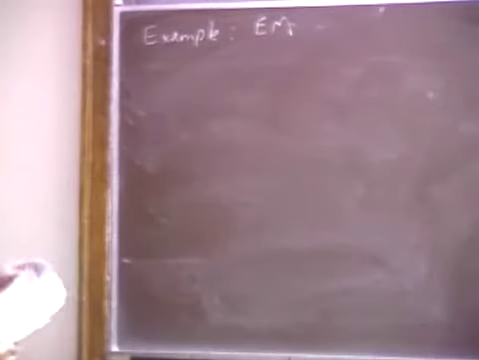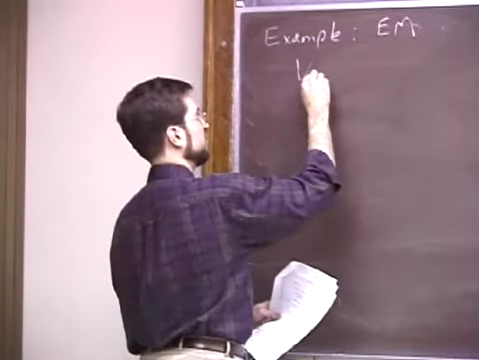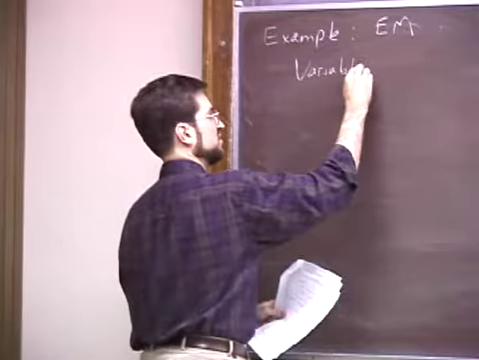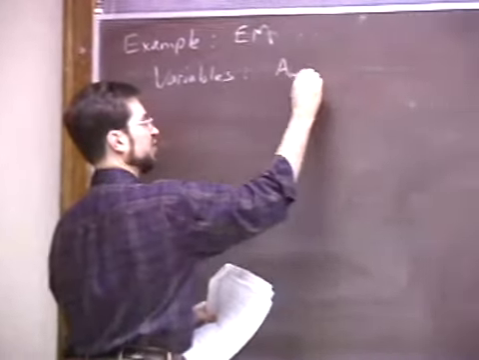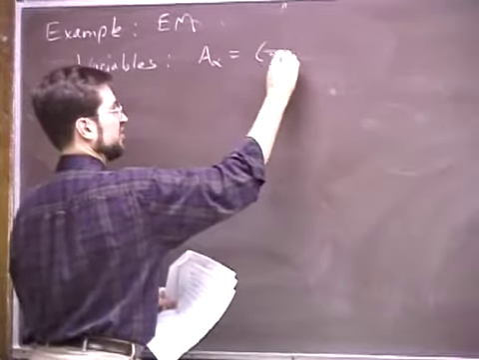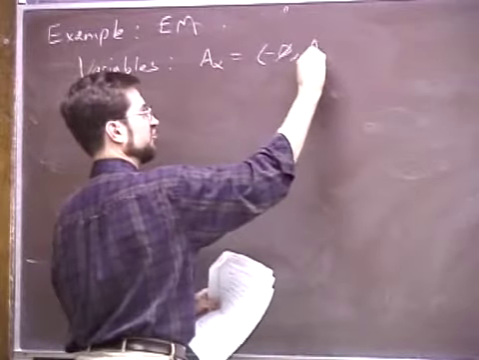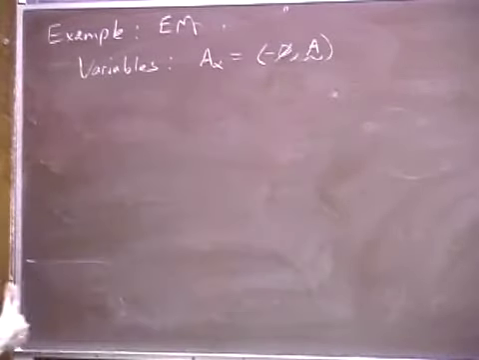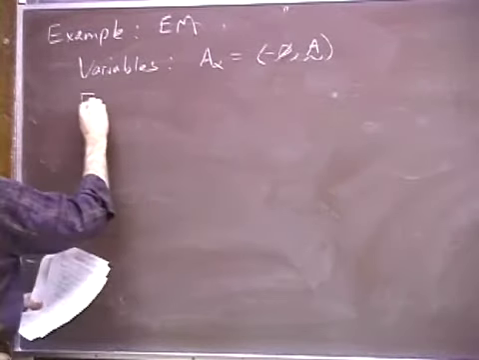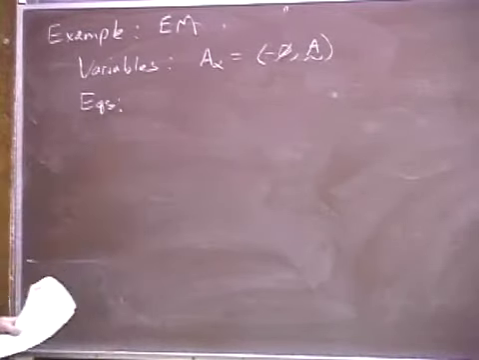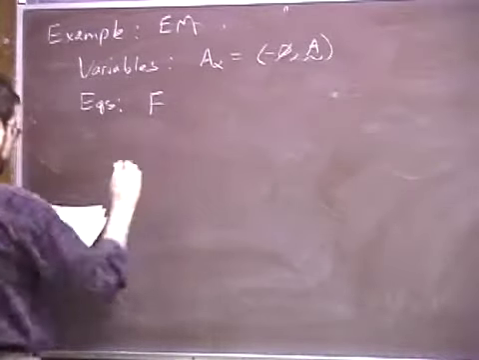So in electromagnetism, I'm going to take the variables that I want to solve for to be the 4 potential, which I can write as phi, the scalar potential, and A, the vector potential. The equations are Maxwell's equations, which I can write in this form.